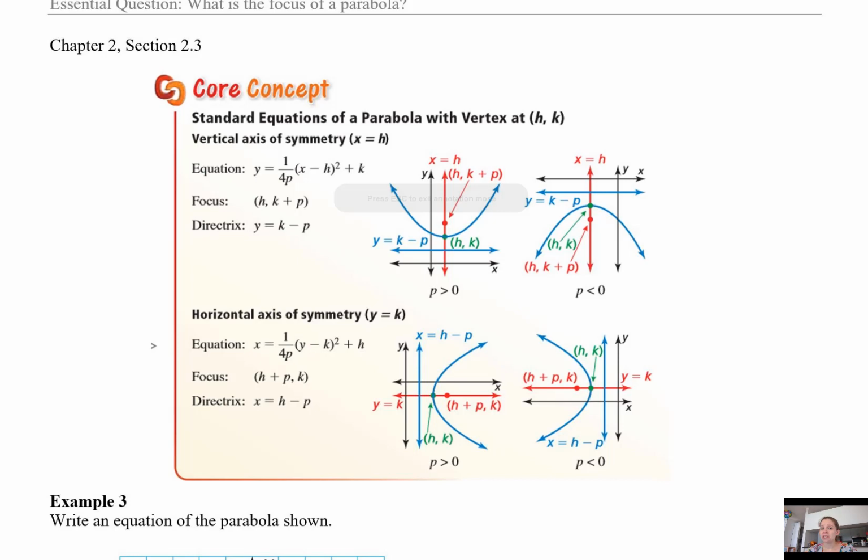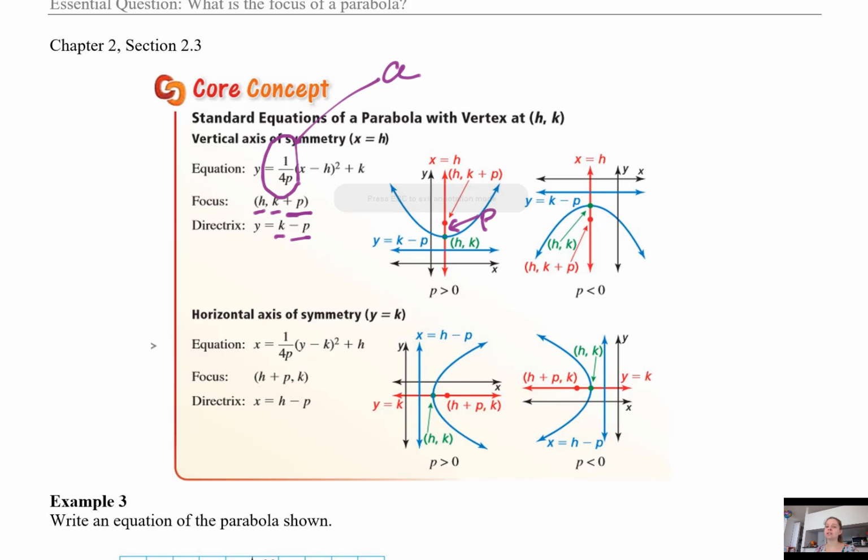So these are the standard equations of a parabola with a vertex of (h, k). The vertical axis of symmetry is x equals h. That's the same as before. What's different is this equation. It almost looks like vertex form, but the difference is the a value is now 1 over 4p. This p value indicates how far away the vertex is from the focus, and from the directrix. So p is the distance between the vertex and the focus, and it's the distance between the vertex and the directrix. Therefore, the focus is the vertex plus that distance p, and the directrix is k minus that distance p.